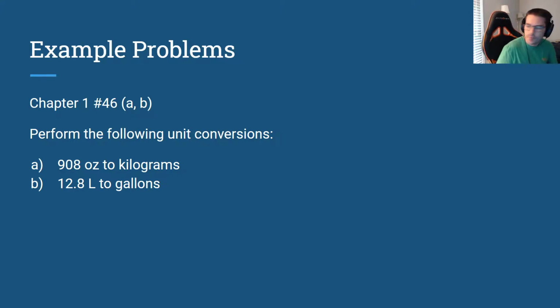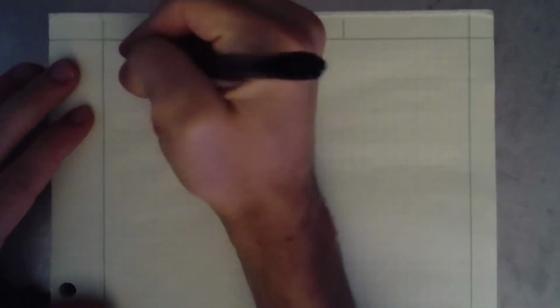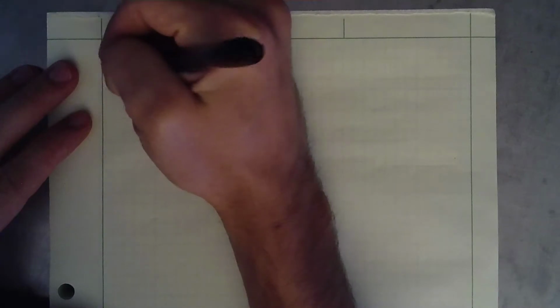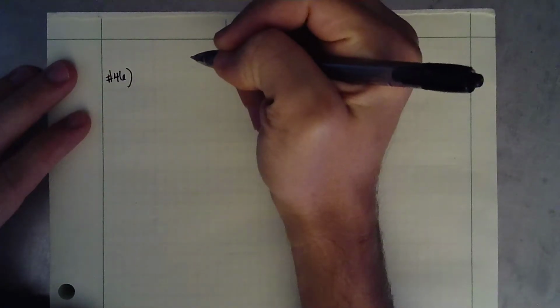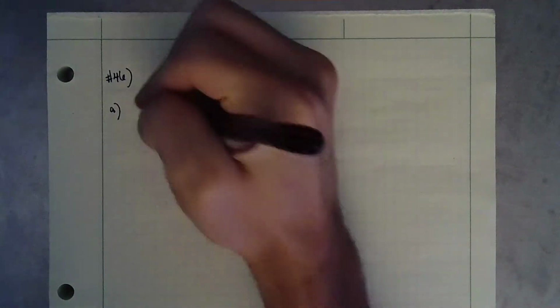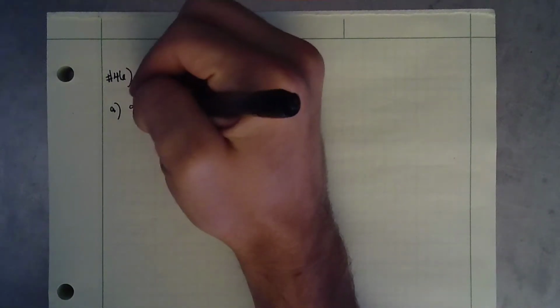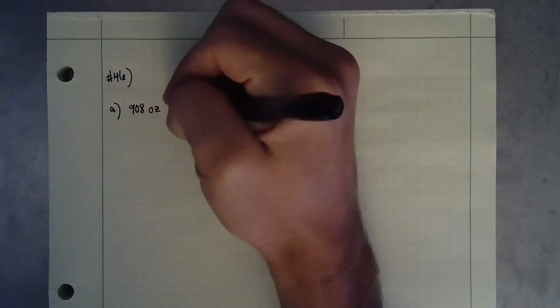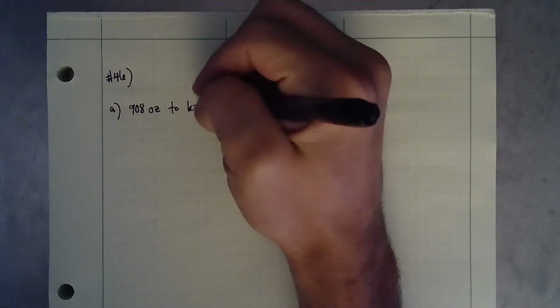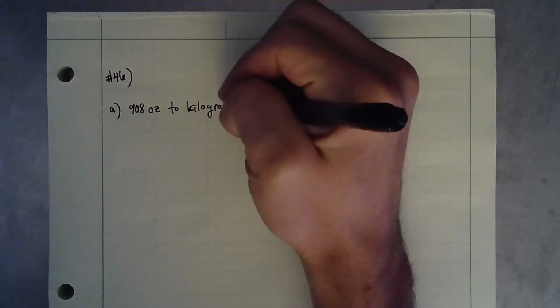We're going to be performing unit conversions, ounces to kilograms and liters to gallons. Let me write this down. This was chapter 1, number 46, part A. The problem was 908 ounces to kilograms.